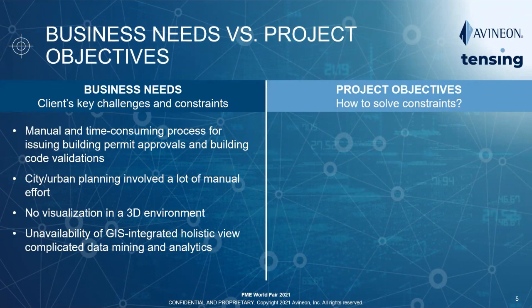It was also not possible to visualize building elements in a 3D environment, which made the validation of legacy building design modifications requests quite challenging. And the archived 2D CAD and paper plans also complicated data mining and analytics because of the unavailability of a GIS-centric and holistic view and the lack of a centralized database for the urban components. Think, for example, on shadow analysis, energy demands, noise exposure, etc.